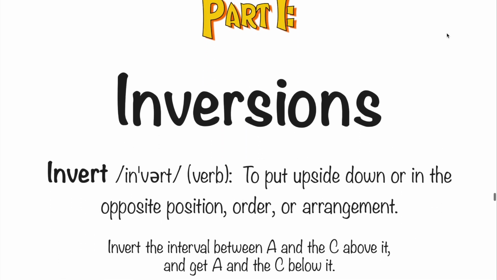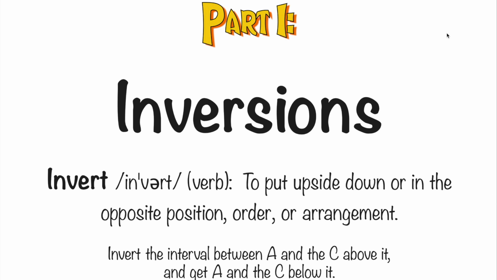So part 1, where we learn about inversions. First of all, the word inversions, the root of it is to invert, to put something upside down, basically. Put it upside down or in the opposite position, order, or arrangement. So if your interval is between the notes A and C right above it, you invert it, and then you get the C below the A, which means that suddenly instead of being from A going up to C, it's from C going up to A. That's an inversion, and we're going to be talking about that now.